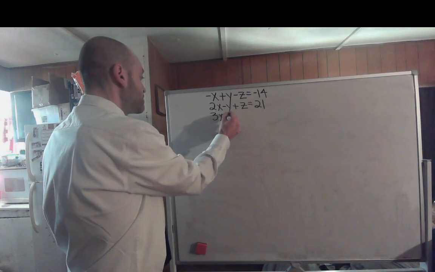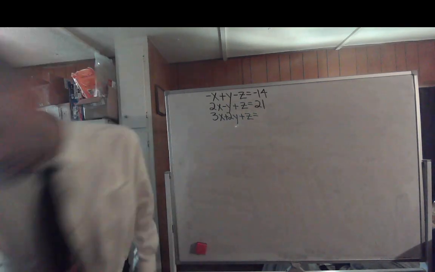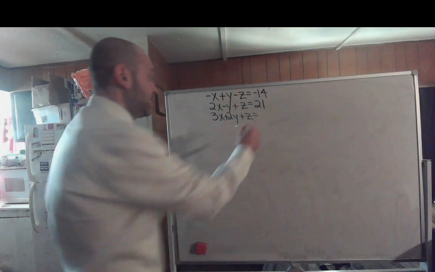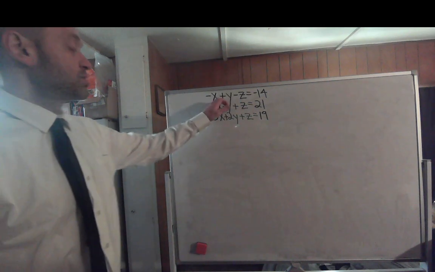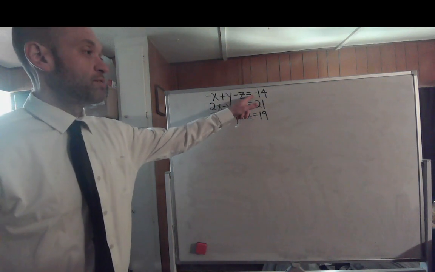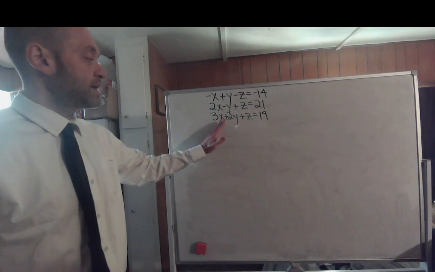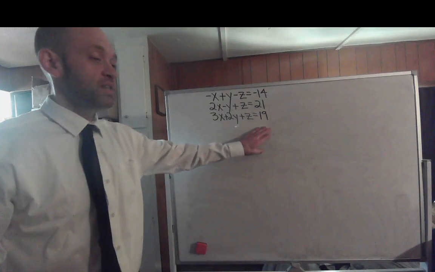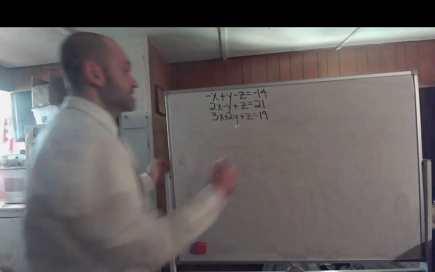3x plus 2y plus z equals 19. Alright, so negative x plus y minus z equals negative 14. 2x minus y plus z equals 21. 3x plus 2y plus z equals 19. Let's go ahead and convert this into an augmented matrix.